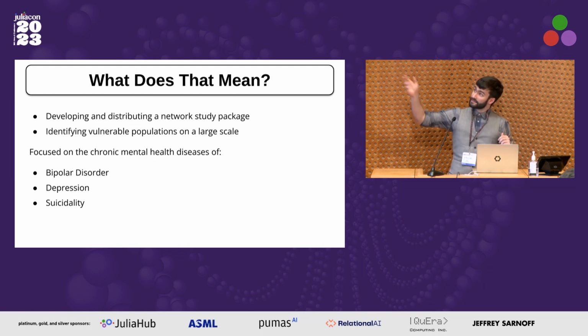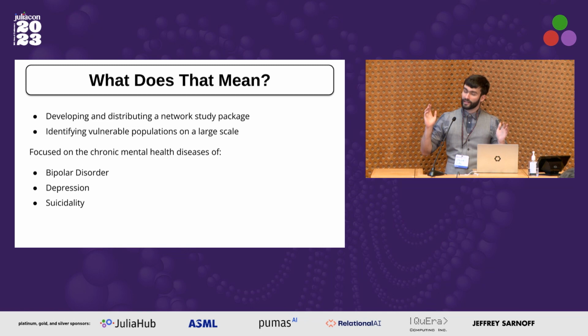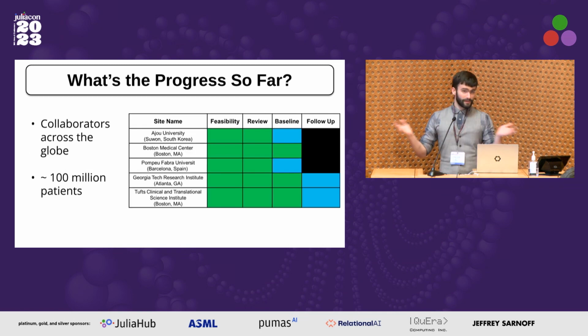And to that extent, when I talk about vulnerable populations on a large scale, there is this notion of what a network is. In the Odyssey sense, the network is all those collaborators that you saw, all those blue dots on the map earlier. So that's what I mean by collaborators on a large scale. And just to clarify, when I say chronic mental illnesses, I'm also looking at bipolar disorder, depression, and suicidality. So what's the progress of that study so far?